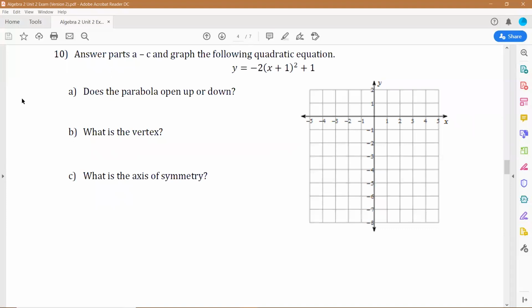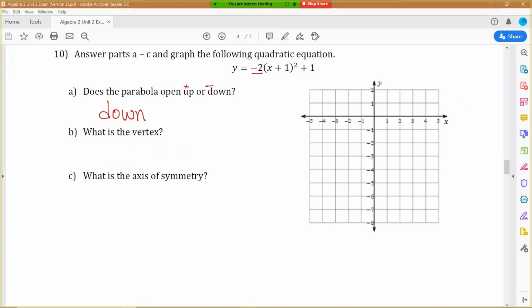So for question 10, since this is in vertex form, part A asks us if the parabola opens up or opens down. So we're always looking at this first number to determine whether it opens up or opens down. Technically, that's A. If A is positive, it opens up. If A is negative, it opens down. Well, in this case, A is -2, so it's going to open down.